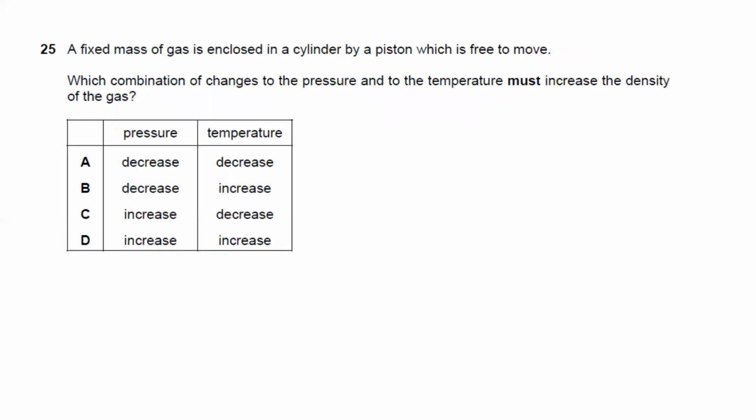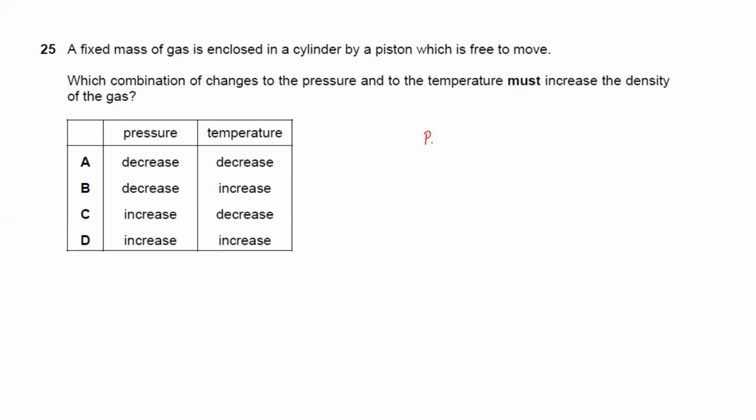Then question number 25, it says a fixed mass of gas is enclosed in a cylinder by a piston, which is free to move. Which combination of changes to pressure and temperature must increase the density of the gas? Okay, so now that is interesting. Fixed mass of gas is enclosed in a container.